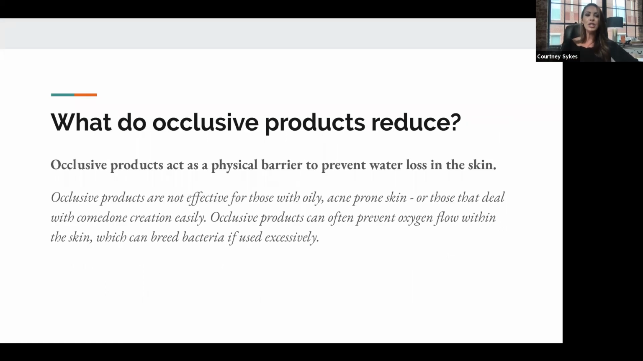Okay. What do occlusive products reduce? So occlusive is your vocabulary word here. And yes, you need to know this for state boards.